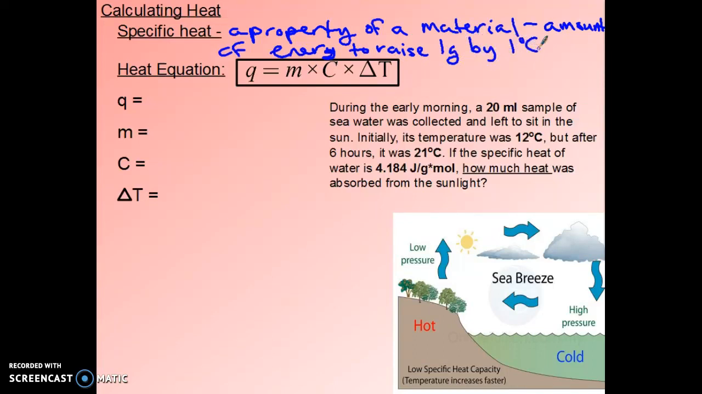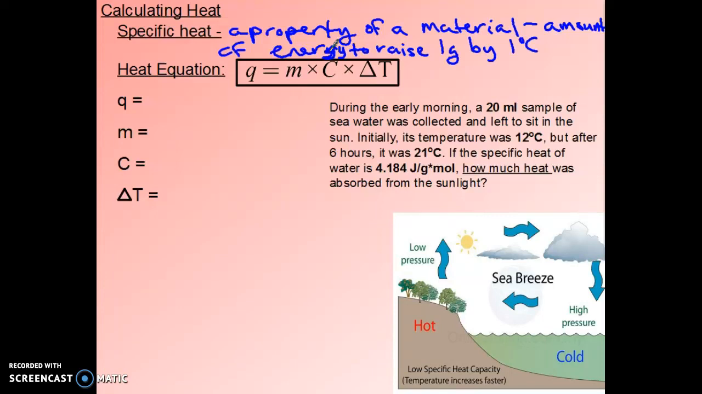by 1 degree Celsius. So we already saw that a calorie is the amount of energy it takes for water to be increased by 1 degree Celsius. But the specific heat could be talking about any material. So then it would be 1 gram of whatever material you have. So if you wanted to know the specific heat of aluminum, you'd have to measure the amount of energy it takes to raise 1 gram of aluminum by 1 degree Celsius.